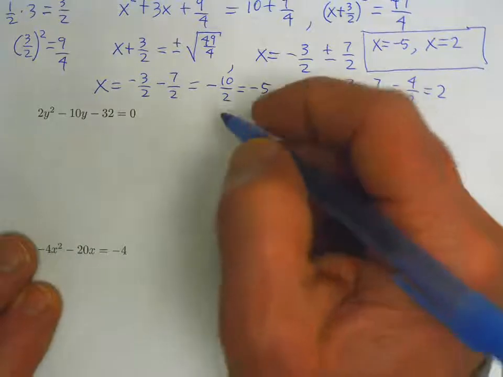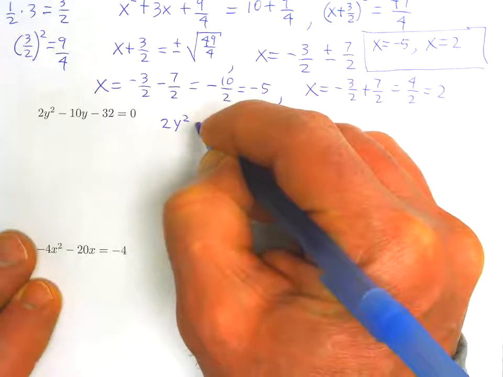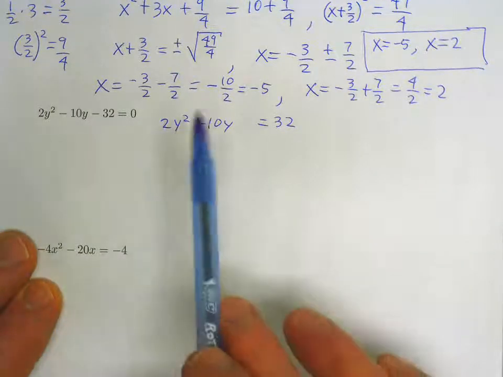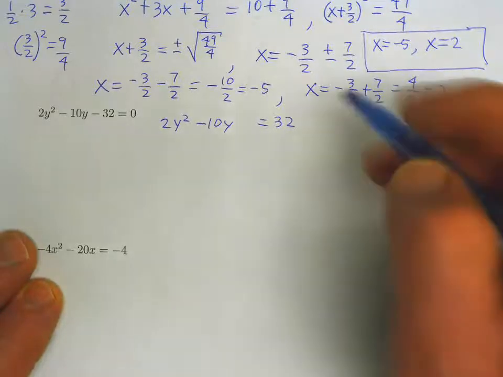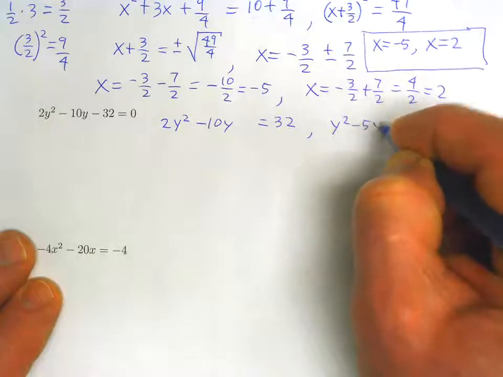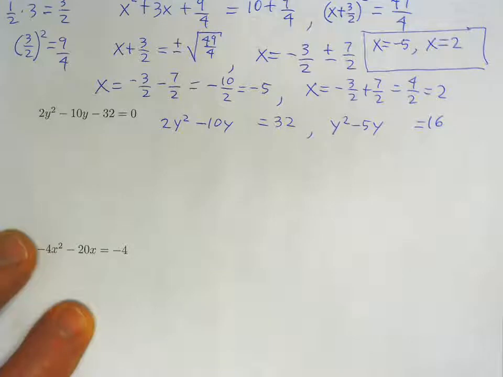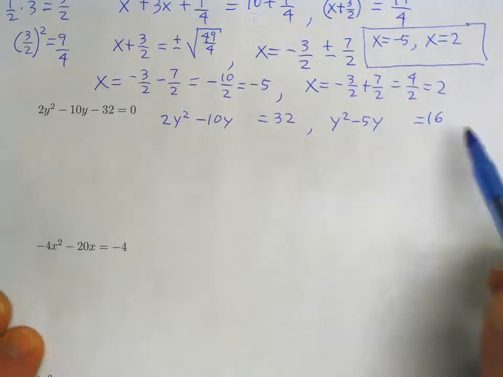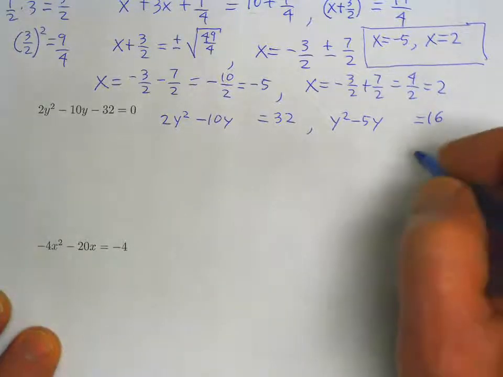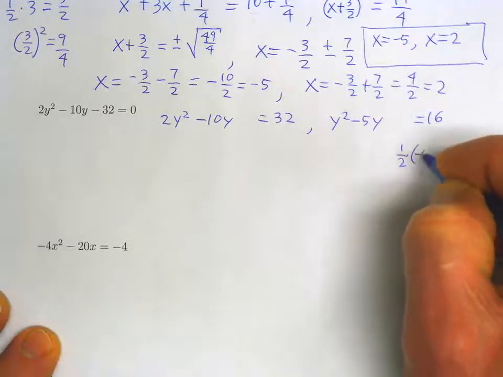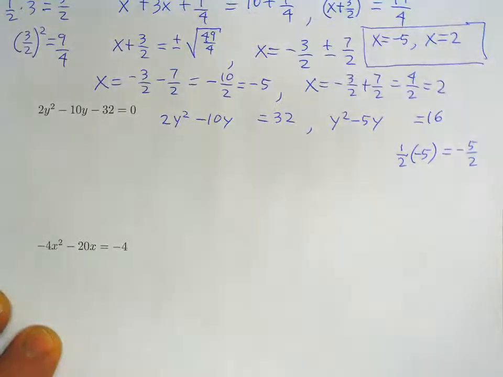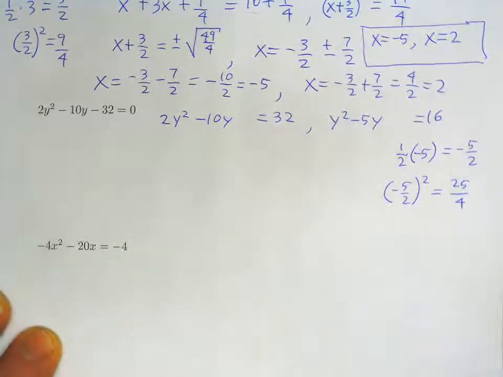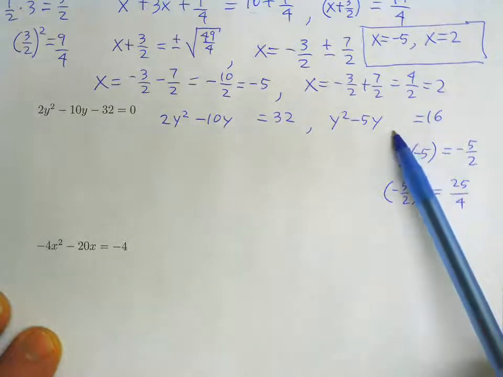Okay, so step 1, add 32 to both sides. So we get 2y to the second minus 10y equals 32. The coefficient of y squared is not 1, so we divide every term on both sides by 2. And we get y to the second minus 5y equals 16. Now we find a number to add to both sides of this equation so that the left-hand side is a perfect square trinomial. We find 1/2 of the coefficient of y. 1/2 of -5 is -5/2. Then we square that number. -5/2 squared is +25/4. So we are going to add 25/4 to both sides of this equation.